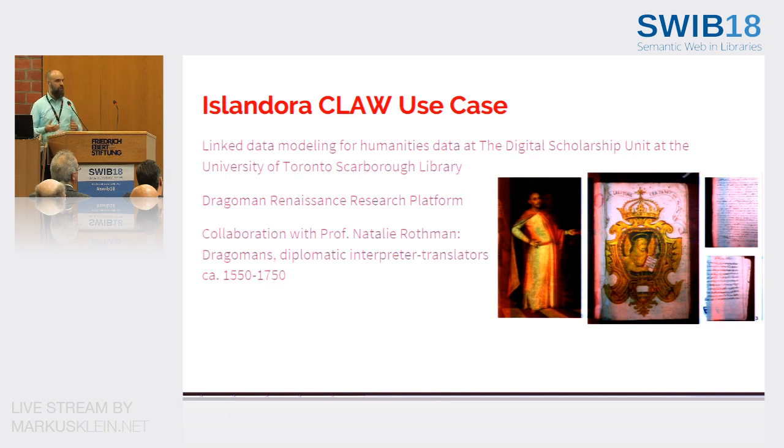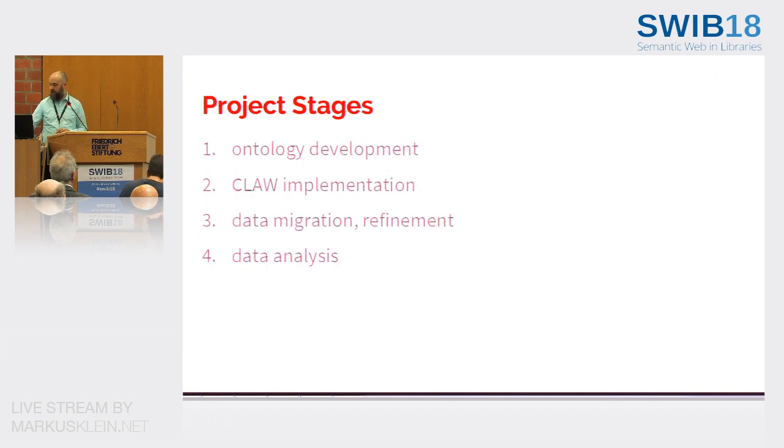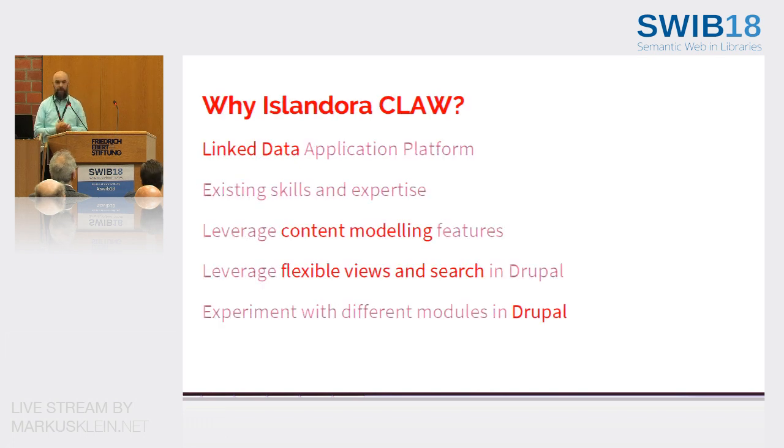And they've had this 15-year-old research project where they have basically three types of things. They have the people themselves, these artifacts represented by this thing in the middle here, and then documents, kind of full text. So that's what they're working with. And they've decided to use Islandora CLAW to build a platform for researchers to interact with that scholarship, first by doing some ontology development work, and then implementing this in this new Islandora CLAW software, followed by doing some data migration, some refinement, and finally exposing that data for analysis. So that's what their workflow is like.